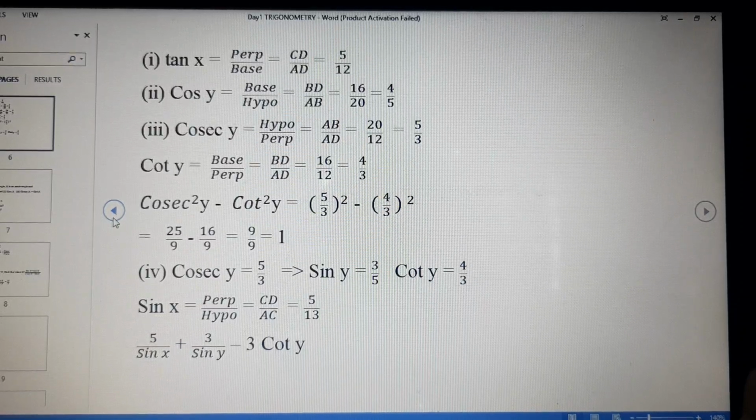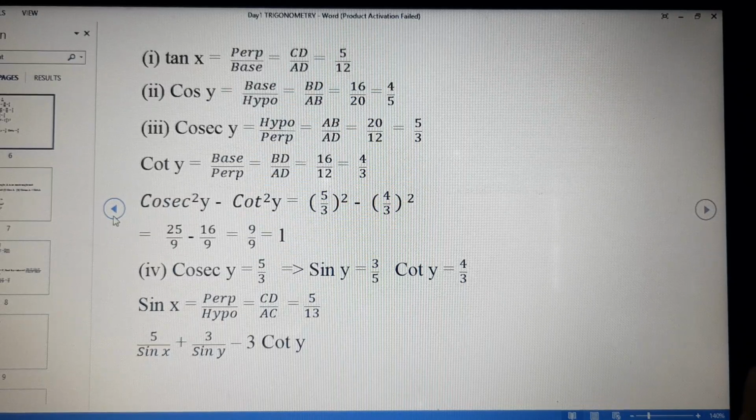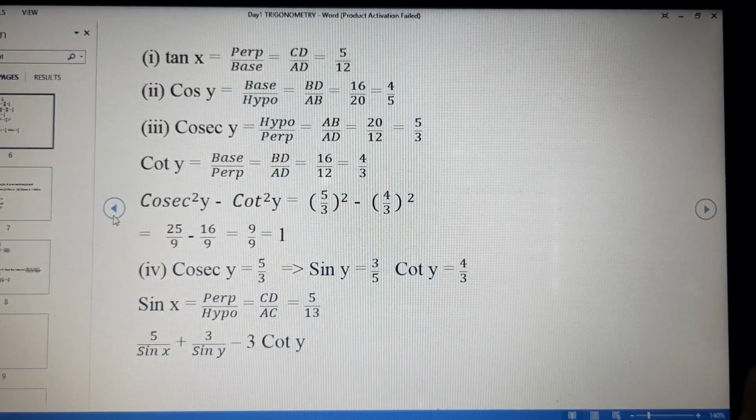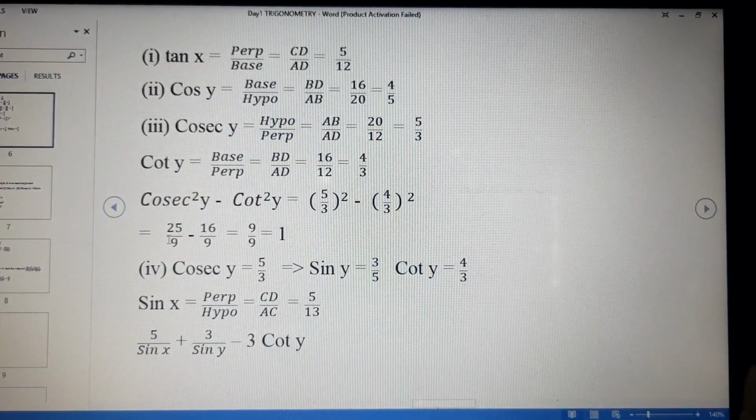By the definition of cot y, it is base upon perpendicular, and because the angle is the same, BD becomes the base and the perpendicular is AD. 16 upon 12, that means 4 upon 3. We are supposed to calculate one more thing.